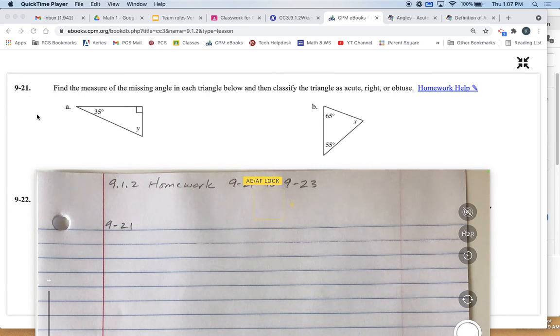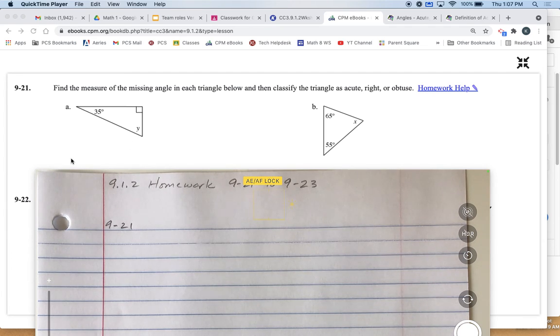Problem 9-21. Find the measure of the missing angle in each triangle below and then classify the triangle as acute, right, or obtuse. So the first thing we're going to do is find the missing measure, which in this case would be y of this triangle, and we'll find x in this triangle, and then we'll talk about classifying triangles.